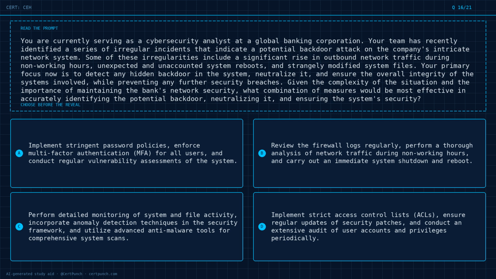Option C. Perform detailed monitoring of system and file activity, incorporate anomaly detection techniques in the security framework, and utilize advanced anti-malware tools for comprehensive system scans. Option D. Implement strict access control lists, ACLs, ensure regular updates of security patches, and conduct an extensive audit of user accounts and privileges periodically. Choose the best answer before the reveal. Commit to it now.